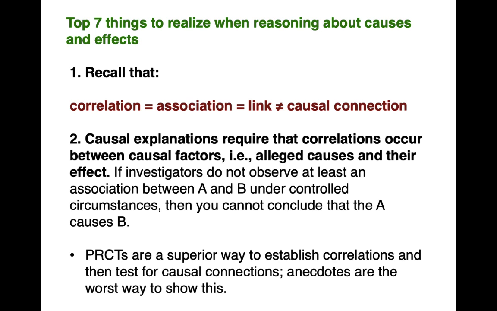We hear that a link has been established, or that a correlation has been found between two factors. And we infer, draw the conclusion, hastily, mistakenly, that the link indicates that there's an actual connection. There might be, but it might be accidental. Causal explanations require that correlations occur between causal factors, that is, alleged causes and their effects. If investigators do not observe at least an association between A and B under controlled circumstances, peer-reviewed randomized controlled trials, then you can't go on to conclude that A causes B. PRCTs are a superior way to establish correlations and then test for causal connections. Anecdotes are the worst way to show this.